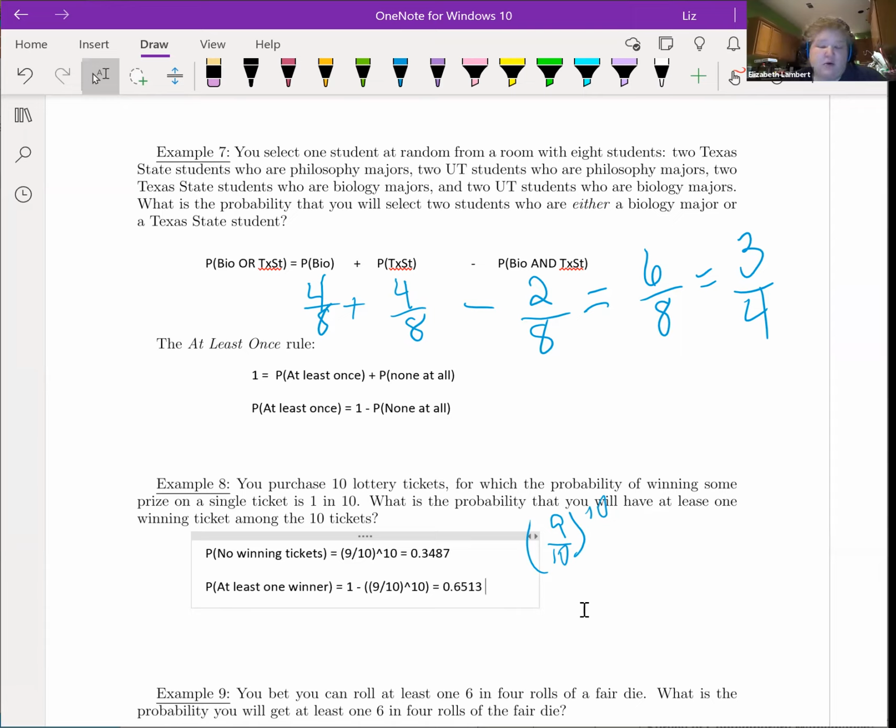All right, so if I buy 10 tickets, I got about a 65% chance of having at least 1 winner. So I got a 35% chance of having none at all, which is much higher than the 1 out of 10 for 1 ticket being a winner.